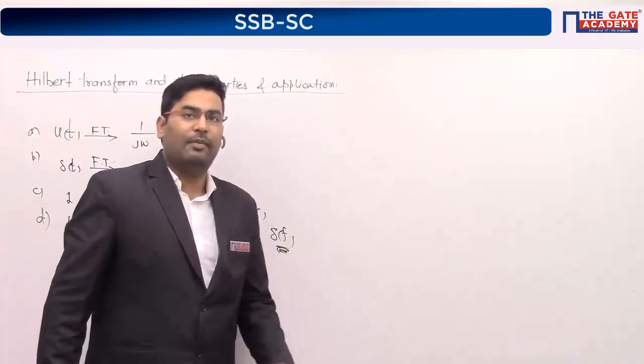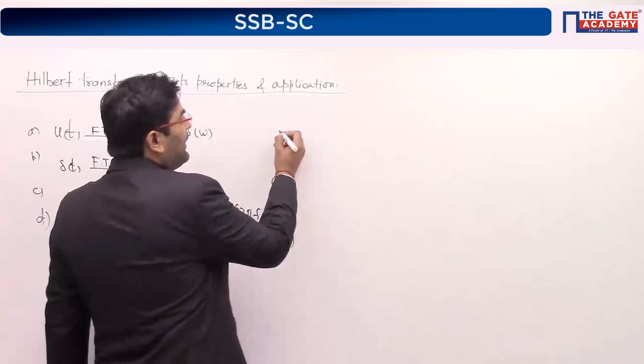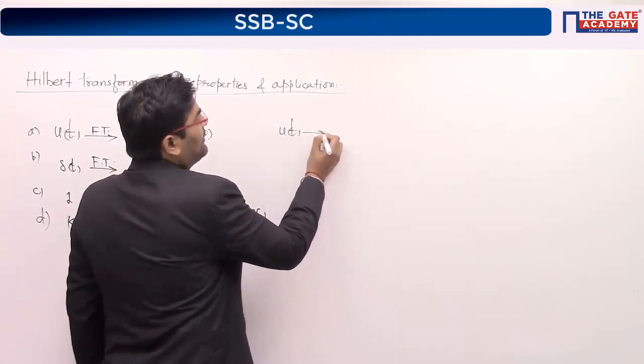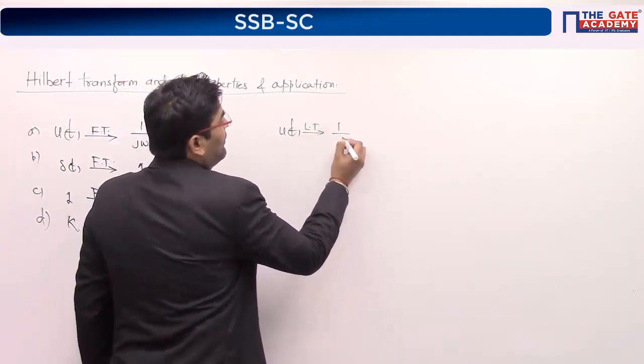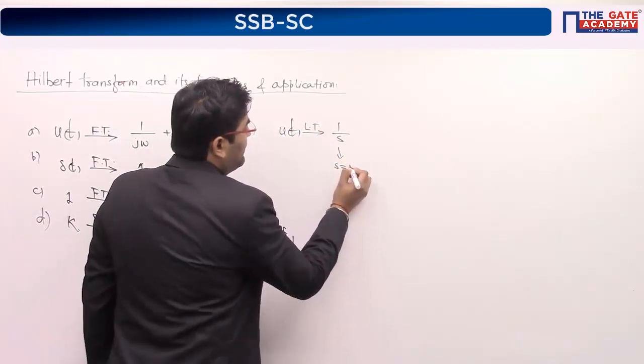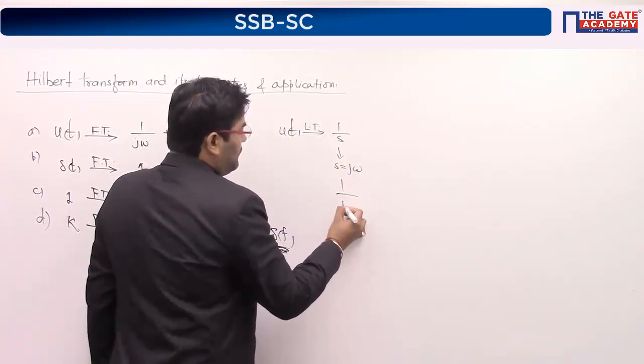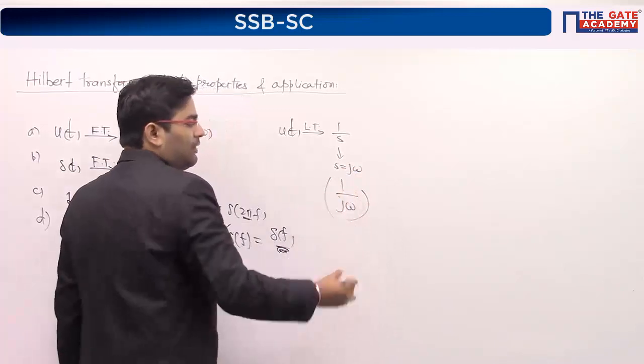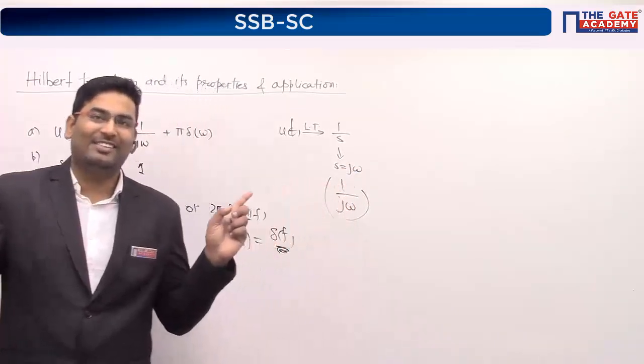Now I know a lot of people might be thinking that the Laplace transform of u(t) is 1 by s. Replace s with j omega. So why the hell is it not 1 by j omega? Correct? This is what you are thinking?